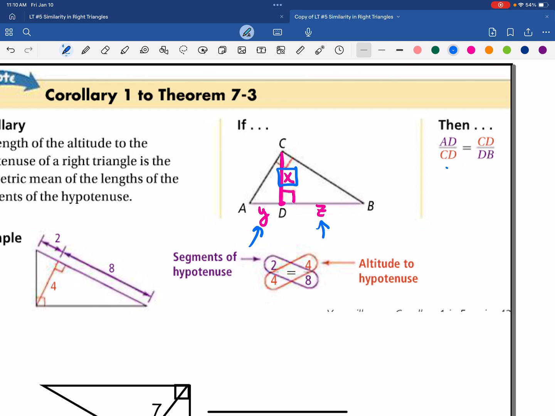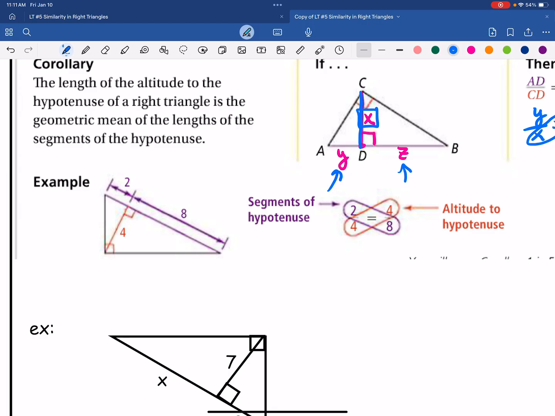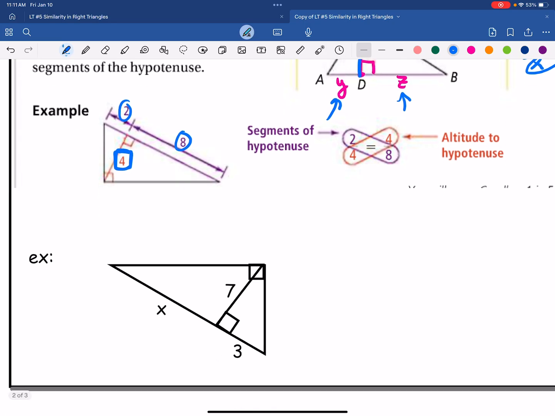There are many ways to set up the proportion, don't forget that. Y is to X as X is to Z. Notice the X is the same across from each other, so when you cross multiply, you get X squared. That makes the altitude the geometric mean of the 2 parts. Here's an example: 2 is to 4 as 4 is to 8. So that 4 is the altitude, and it's the geometric mean between the 2 and the 8. And we just cross multiply.